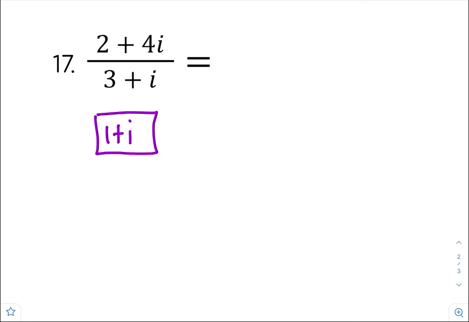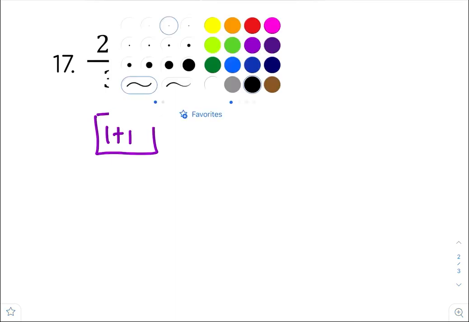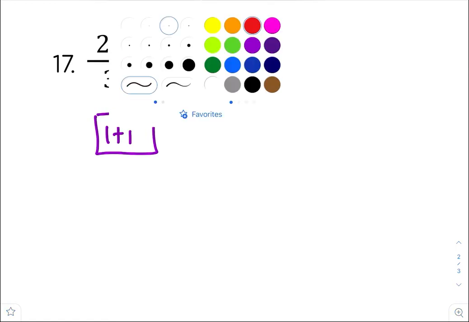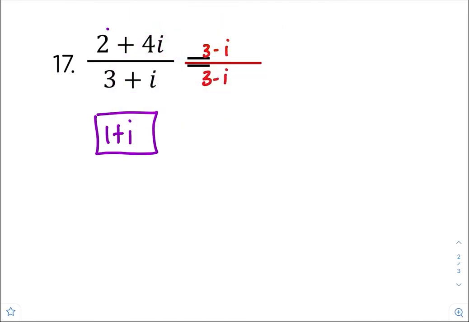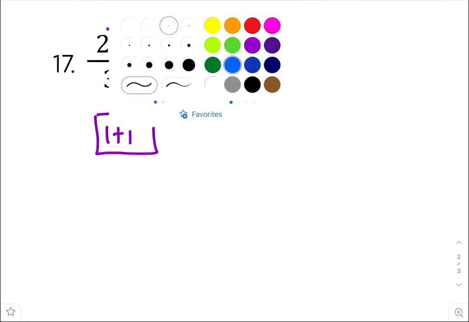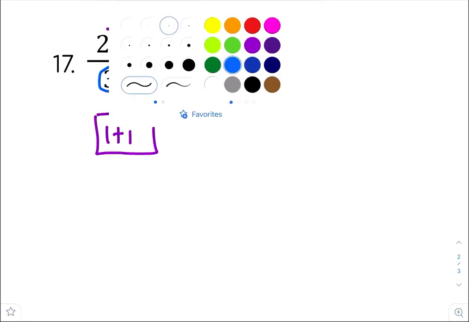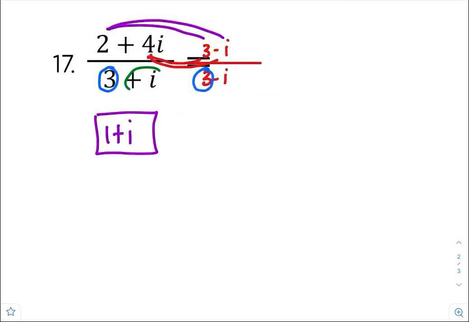So, for 17, you multiply top and bottom by the conjugate of the denominator, so switch that sign: 3 minus i to top and bottom. Now we're going to multiply, so we have to do a double distribution up here. Multiply the first 2 together, and then multiply the second 2 together.